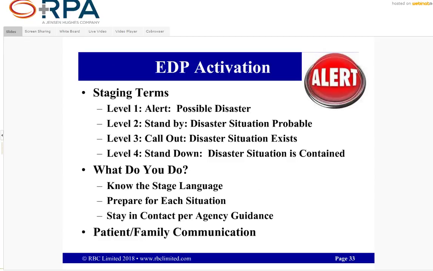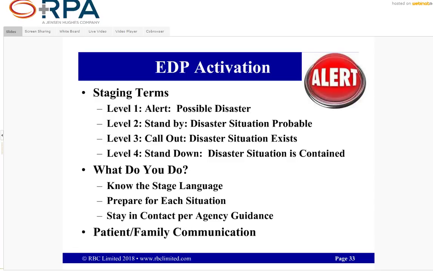So your EDP activation, of course, we want to use the staging terms that we use with FEMA, and most of you are aware of the level 1, 2, 3, and 4. I think it's helpful when you're orienting staff and doing your annual updates with leadership and staff to remind them about the ICS system and the roles, and then the staging terms for activation so that everybody's aware of you're on alert, standby, call out, or stand down. It's important to have common language to easily be able to communicate.